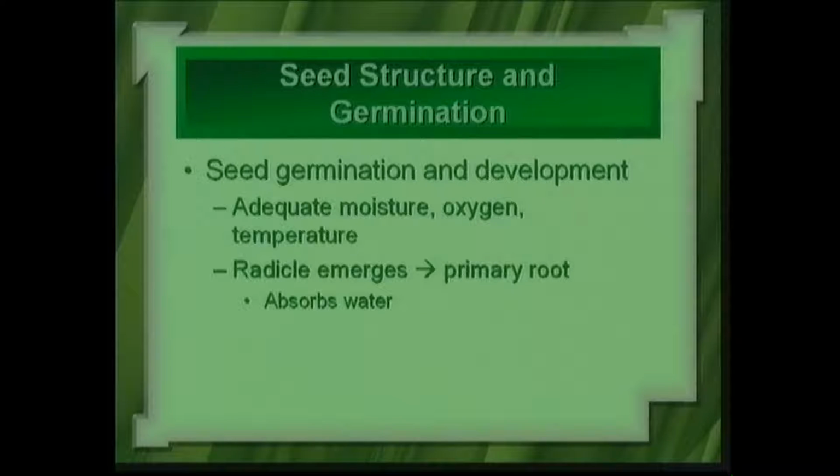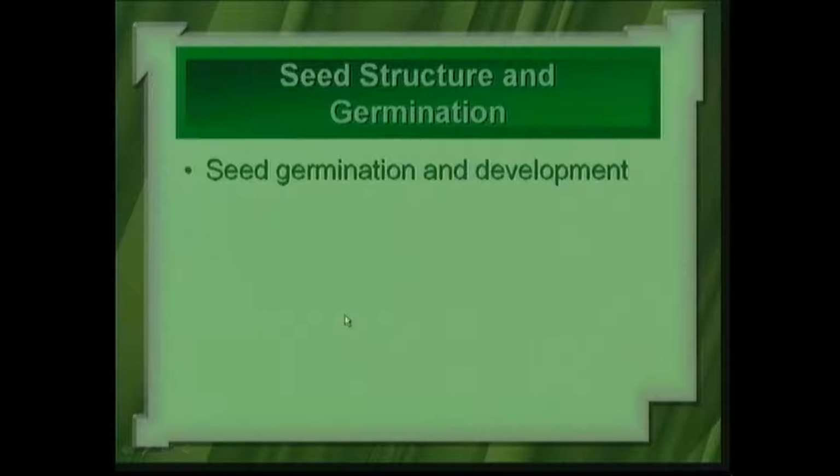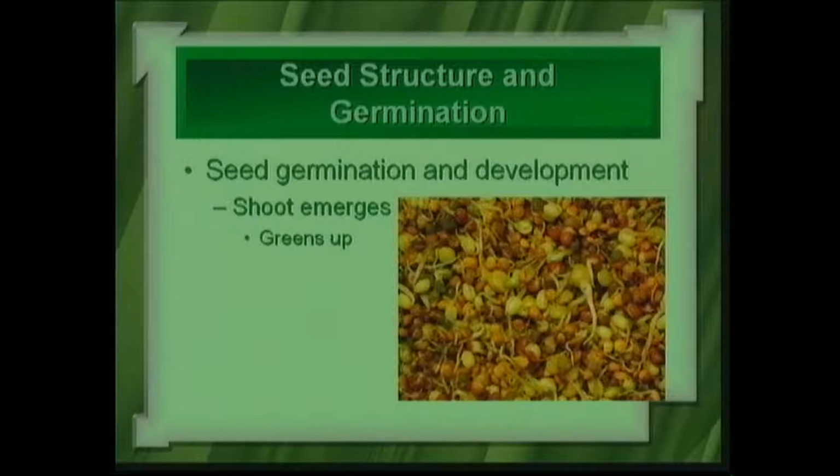Another thing is that once a radicle leaves the seed, it can start absorbing more water. Of course, the seed will first start imbibing, or absorbing, water in the seed coat, which will allow the seed coat to split and the radicle to come out. Then the radicle will absorb water. Another thing that happens is that the shoot starts to emerge. Remember, the shoot is the stem and the leaves of the plant. So the shoot emerges and then it'll green up.